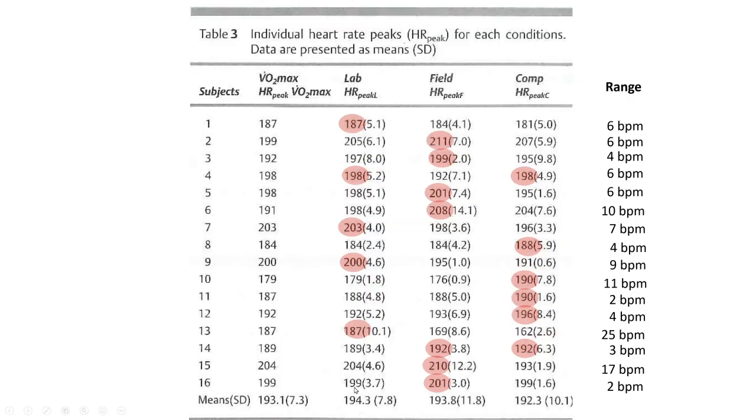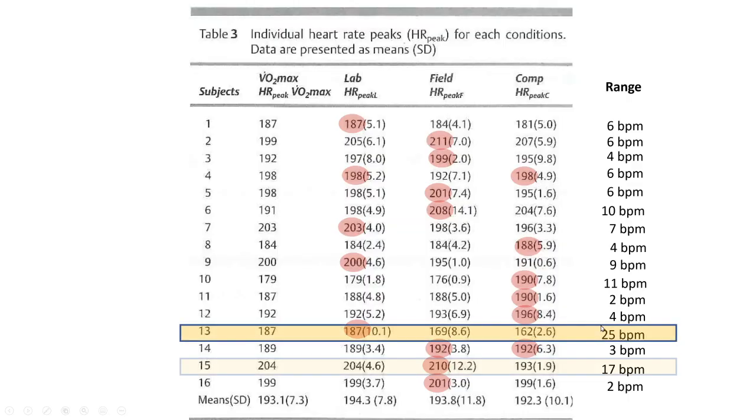And the average across everyone is the same, plus or minus a beat or two for all 3 situations. But at the individual level, you see there's a reasonable range. It averaged about 6 beats, but there were a couple that were very different. Not sure why. That would be very unusual, and hard for me to give you a good explanation why, for example, this person would have a 25 beat higher lab result unless they were just terribly unmotivated for the field and competition testing.